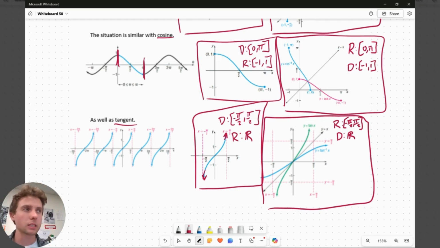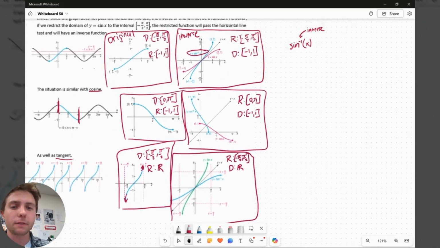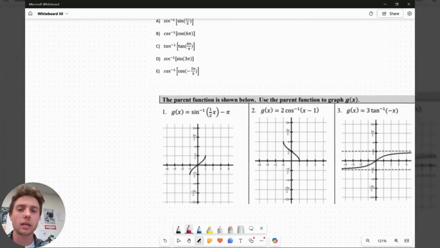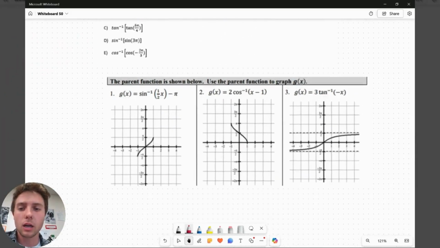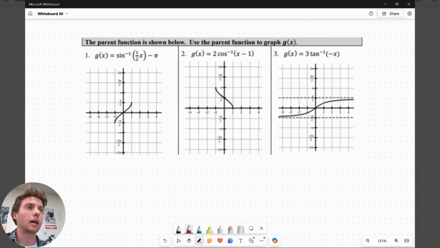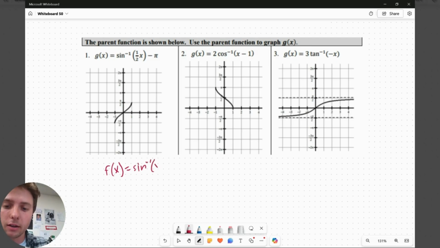Okay, so just some things to note there when we restrict our domain and range. Well, knowing that stuff, let's go ahead and start to play around with these other things. Let's look at graphing these different functions. Well, we're given the parent function. For example, this graph right now, maybe let's say it's f of x is sine inverse of x, right?